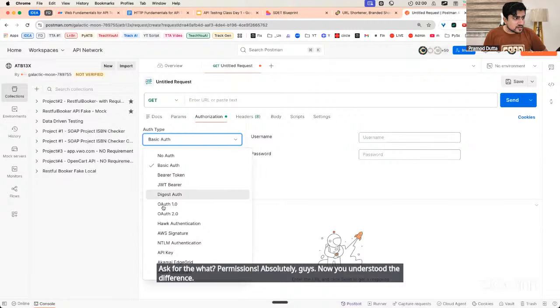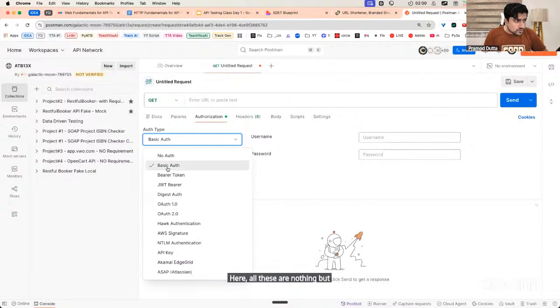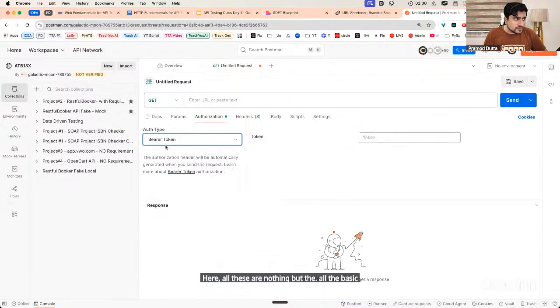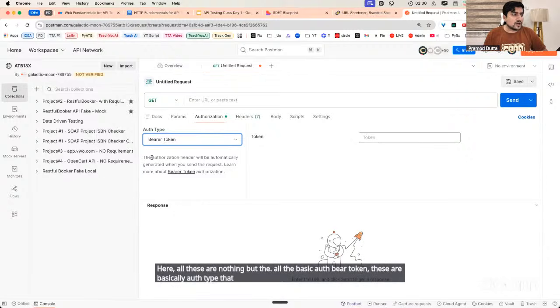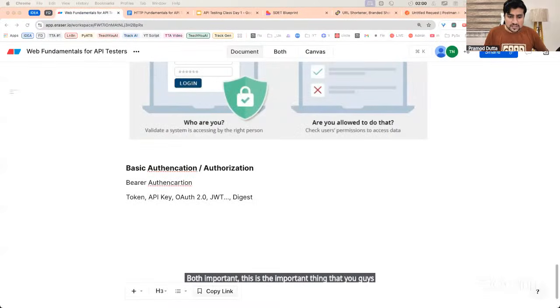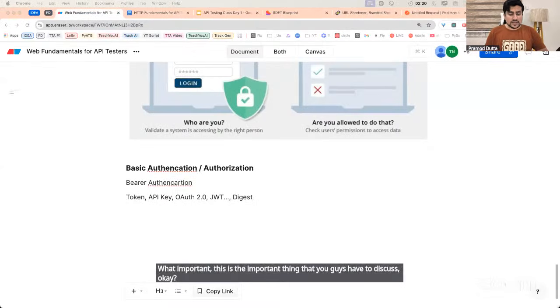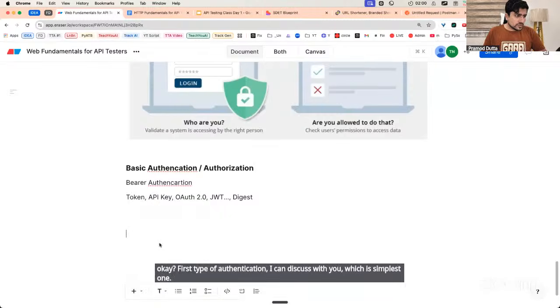Here, all these are nothing but the basic auth, basic token. These are basically the auth types that we have, and how you can do the authorization part in this case. It is very important, this is the important thing that you guys have to discuss. Okay? The first type of authentication I can discuss with you is the simplest one. Everyone, let me go through them quickly.